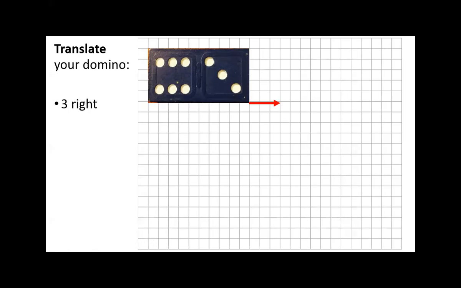Once you've sketched your domino, you're going to translate it. When it says to translate it 3 to the right, we're moving it along the x-axis. I know that's a very hard line to see. So what this is saying is we want to move it positive 3 on the x-axis. It's positive, so we don't actually write the plus. This is just a positive 3. If I'm moving this 3 times along the x-axis, literally take your domino, put it over top of your drawing, and move it 3 lines to the right.